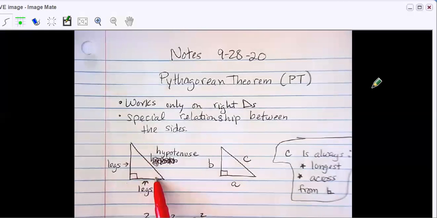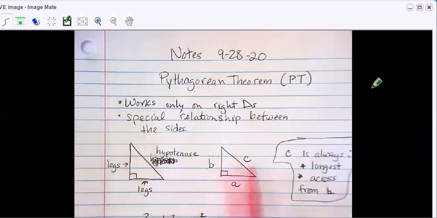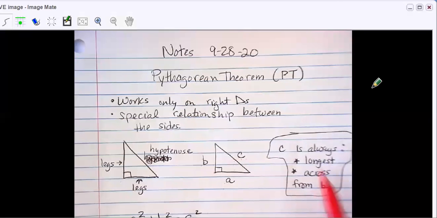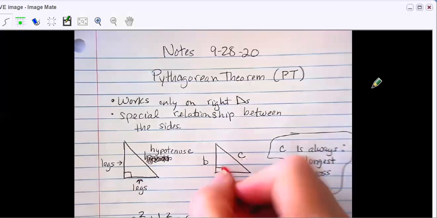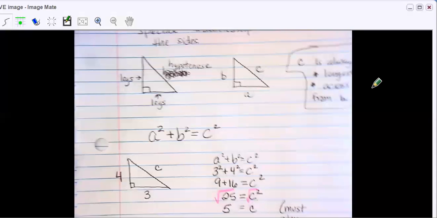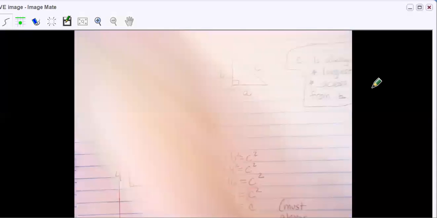So when you look at it in the formula, it's going to look like A, B, and C. It does not matter which one you call A or B, but it does matter which one you call C. C is always the longest length, and it's always directly across from the right angle. If you're ever unsure which one is C, just draw a little arrow right across from the right angle, and that's the one. So the relationship is A squared plus B squared equals C squared.